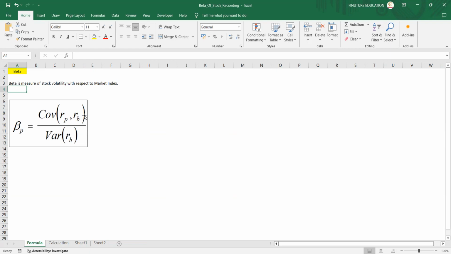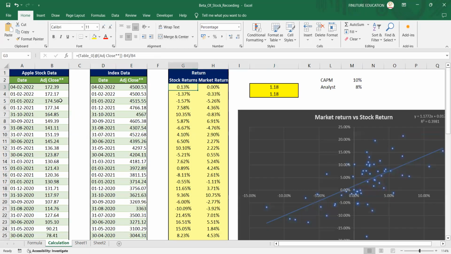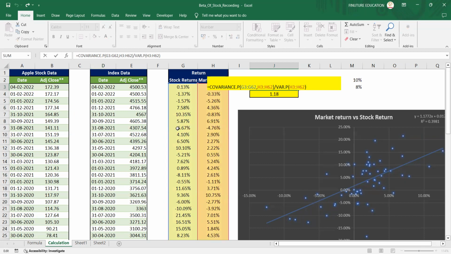In fact, another way is this formula. Beta is a measure of stock volatility with respect to the market. When I say market, it's the market index, which in our example is S&P 500. It is the covariance between your stock return and your market return, over the variance of market return. That's one way. So I have calculated the day over day returns for Apple stock and the day over day returns for the S&P 500 index. And over here I have applied the same formula: the covariance between stock returns and index returns, divided by the variance of your index returns.